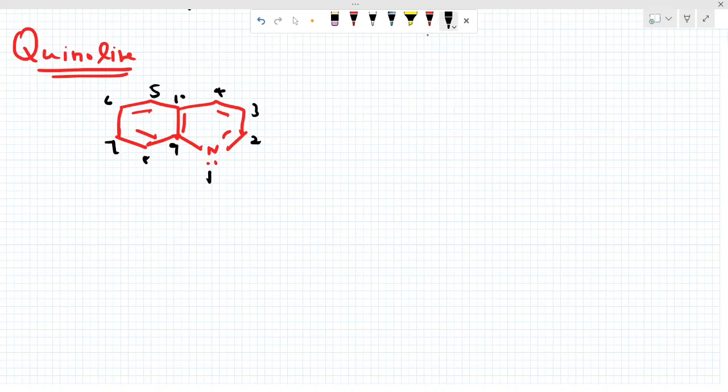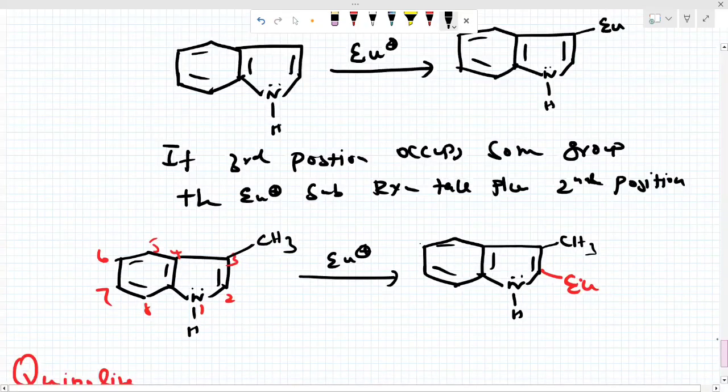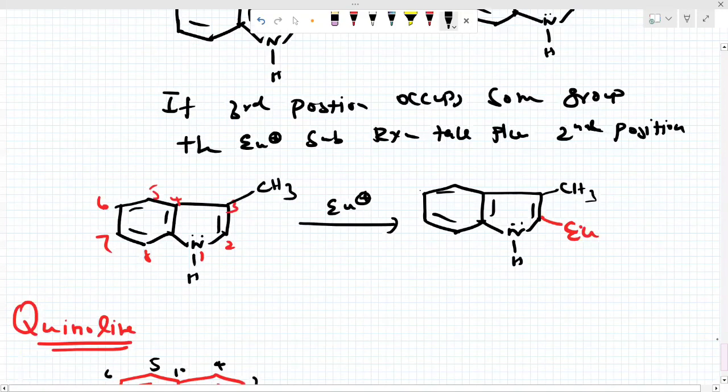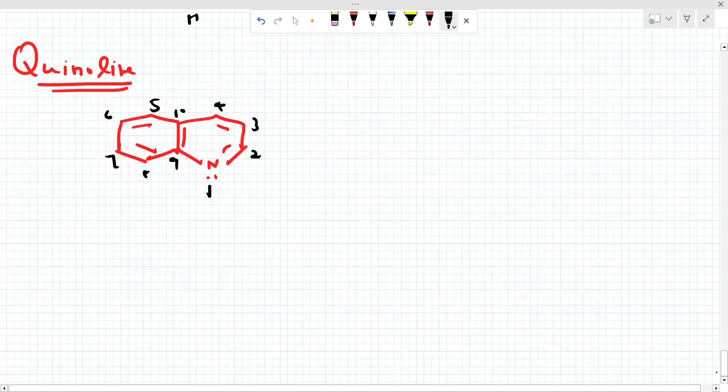Okay. Listen. In case of indole, we check. In case of indole, this is the numbering system: 1, 2, 3, 4. In case of quinoline, 1, 2, 3, 4, 5, 6, 7, 8, 9, 10. Okay. Listen. In this case, what does it undergo? Electrophilic nuclear substitution. Both reactions will take place.